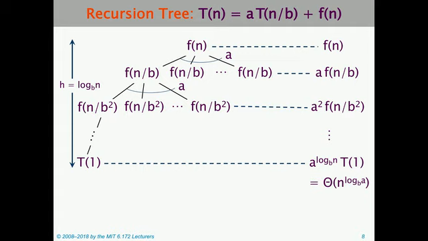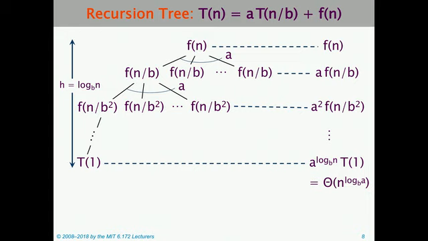Because if you take the log of a log base b of n, you get log base b of n times log base b of a. And you get the same thing if you take the log base b of what I have as the result: you get the exponent log base b of a times log base b of n. So same thing, just in different orders.